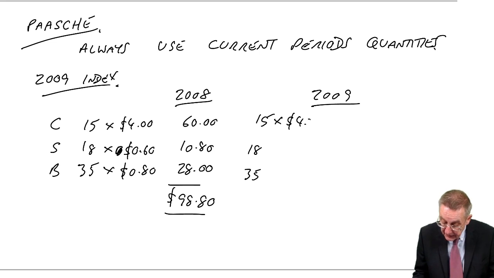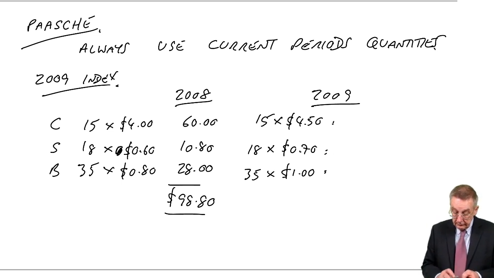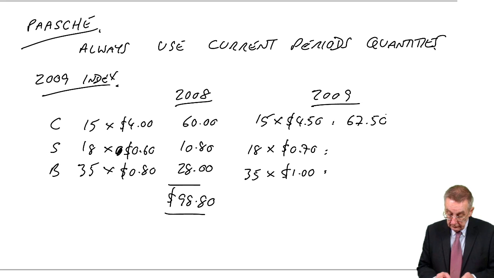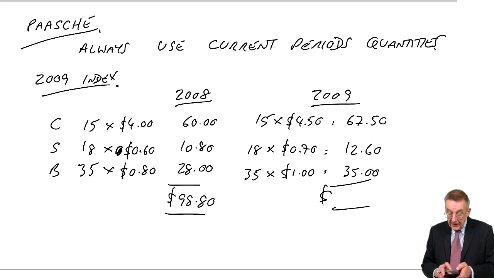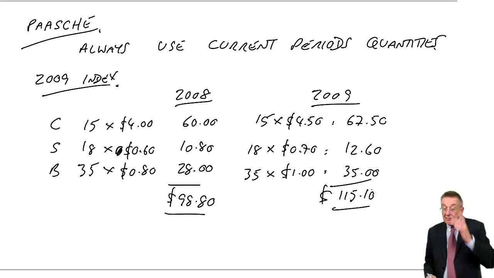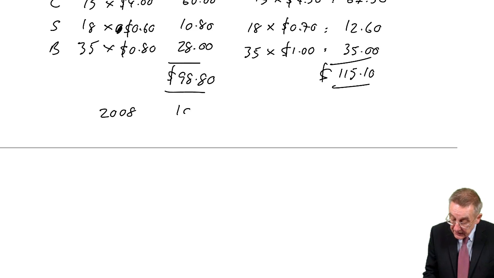And what would those quantities have cost in 2009? Coffee is 4.50. Sugar is 70. Bread is $1. And so the cost of the same basket would be 115.1. And therefore the index number for 2009, well, remember 2008 is the base and so is 100.